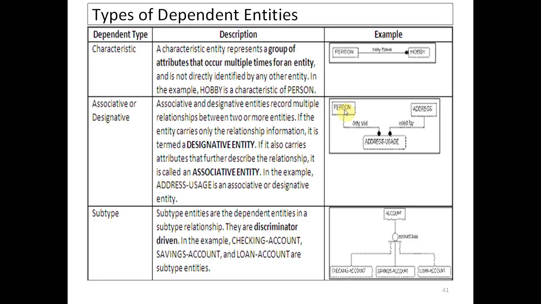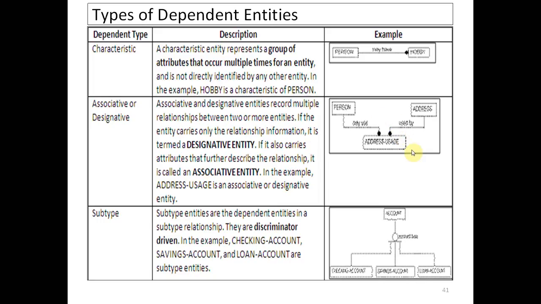For example, over here the person and address are the two entities. The address usage is a designative entity if it is used to resolve just the many to many relationship between a person and the address. That is, a person may have many addresses and one particular address may belong to many persons. So to resolve that many to many relationship, we can have address usage as the bridge table.